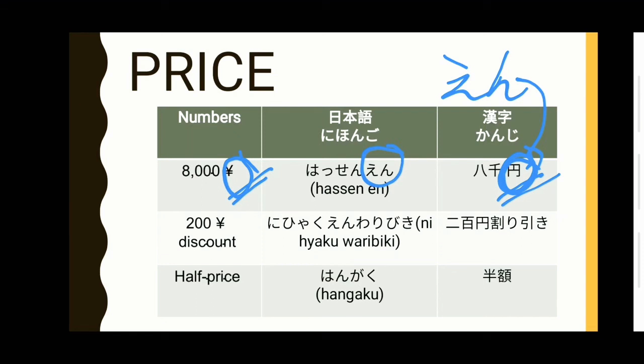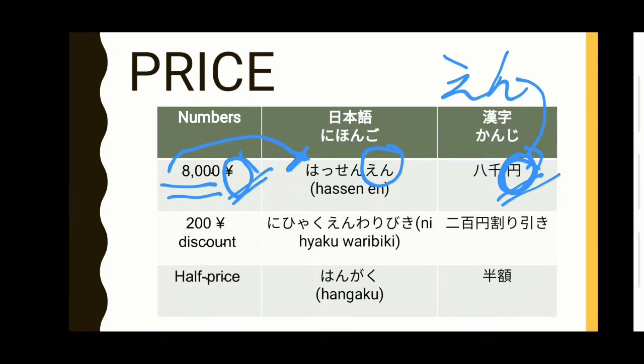Since ang sabi ko nga sa last video, which is part 1 of this how to read numbers, sabi ko doon is ang 8,000. Ang 8,000 is a special number. Kaya kapag binasa siya sa Nihongo, nagiging haseng. Babasahin natin siya ng buo. Ang 8,000 yen is haseng en.